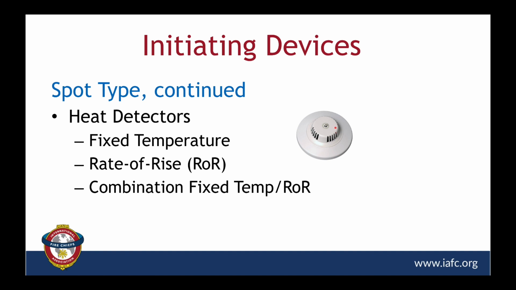Now, one drawback about fixed temp detectors is they may activate only after the temperature of the surrounding air has exceeded the predetermined temperature set point of the detector. This is because of a high rate of temperature rise from a rapidly developing fire. Therefore, the time between when the surrounding temperature reaches that predetermined set point and when the detector activates is known as thermal lag.